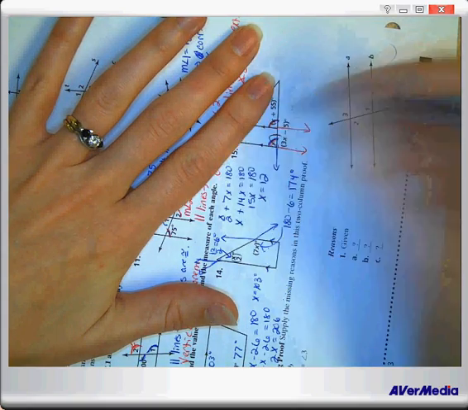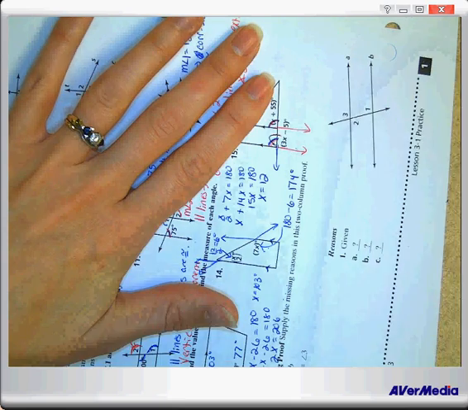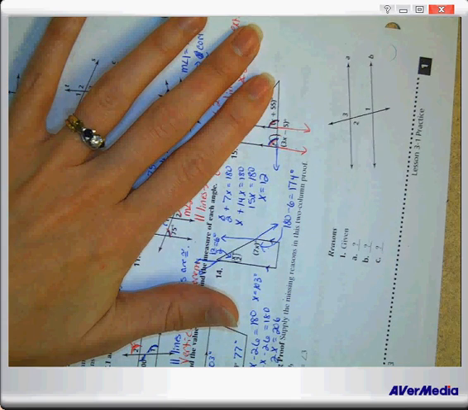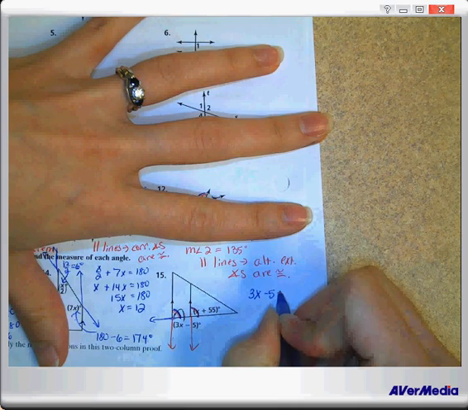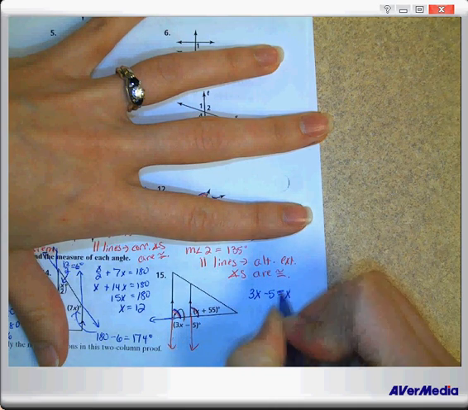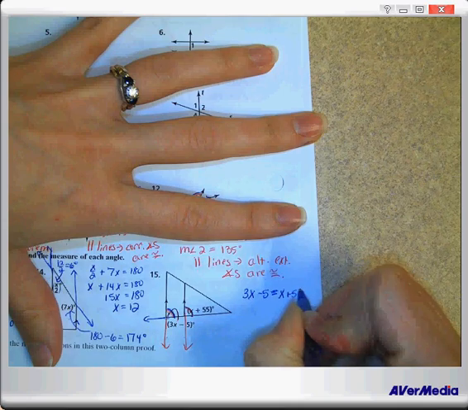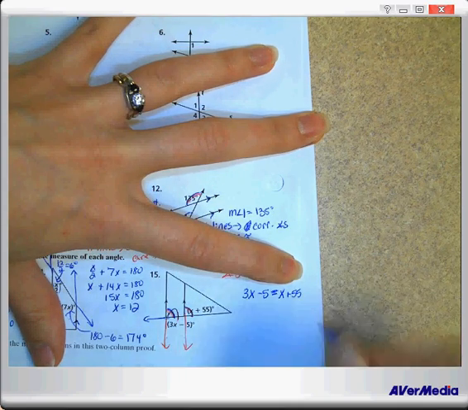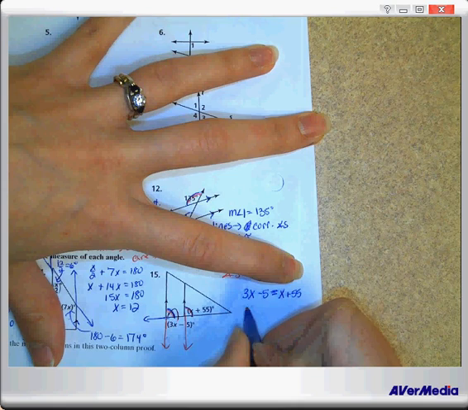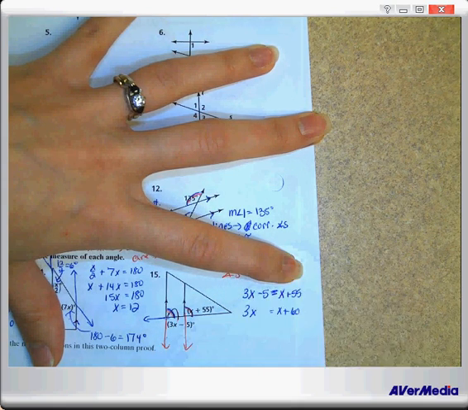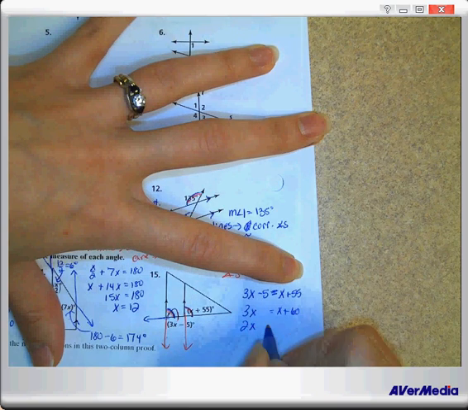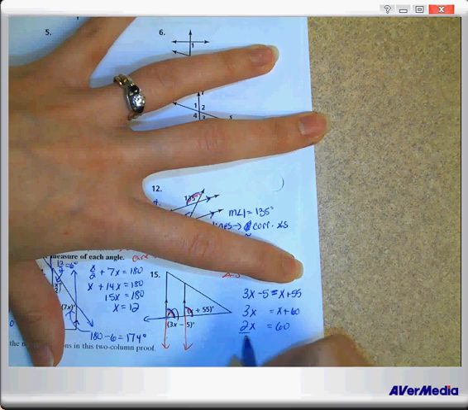They're corresponding. And then we go, okay, if I have parallel lines, corresponding angles are congruent. We have to think if-then process. So I set them equal to each other. 3x minus 5 equals x plus 55. Okay, so then I solve for it. I'm going to move the 5 over, so I get 3x is equal to x plus 60. I'm going to go ahead and move the x over, so 2x is equal to 60. Divide by 2, x is 30.